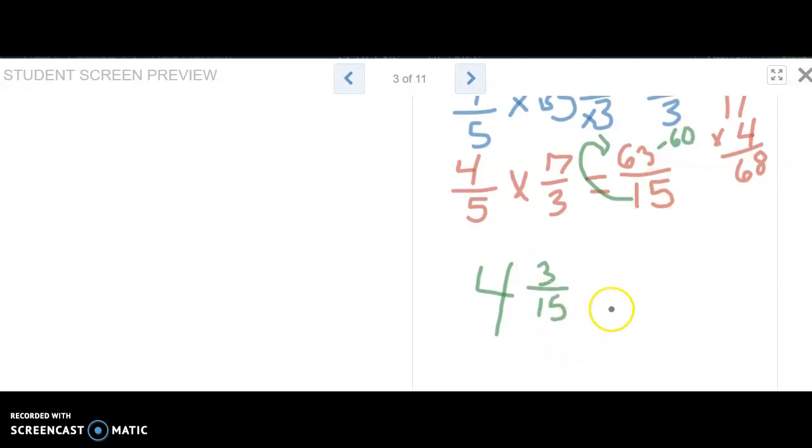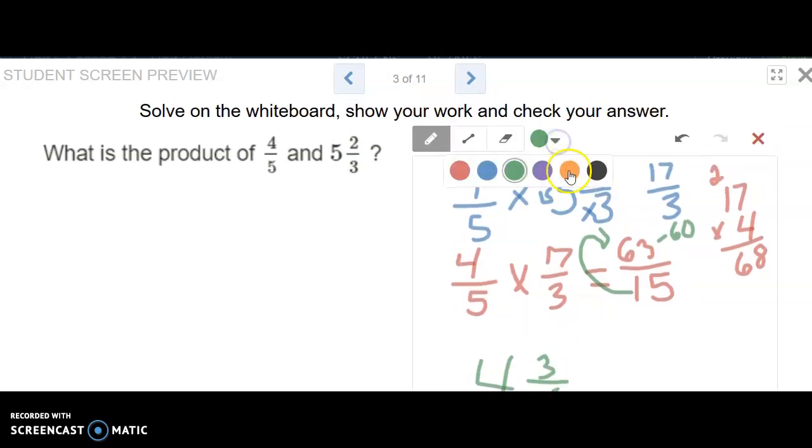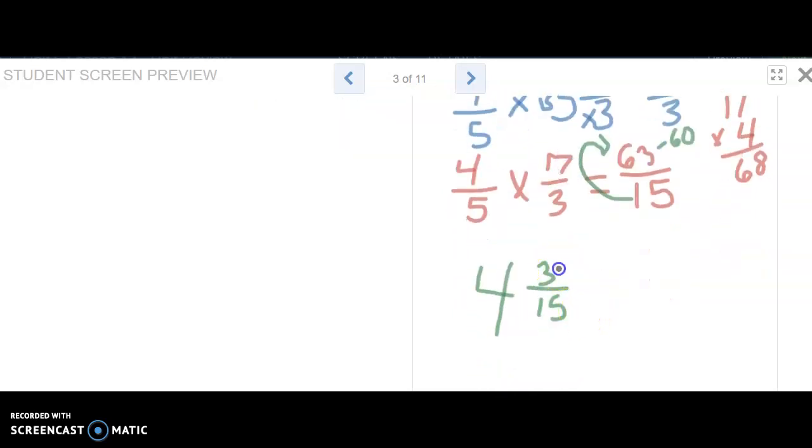I noticed right away when I wrote 3 over 15, I noticed I still can simplify 4 and 3/15. Let me grab another color here. I can divide 3/15 by 3 over 3. So my final answer is going to be 4 whole and 1/5.